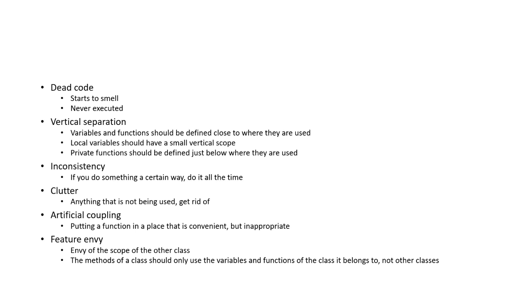Artificial coupling, putting a function in a place that is convenient but inappropriate. So this could be, I'm trying to think of an example here. It's like static functions being declared in specific classes. General enums should not be contained within more specific classes because this forces the whole application to know about these more specific classes.